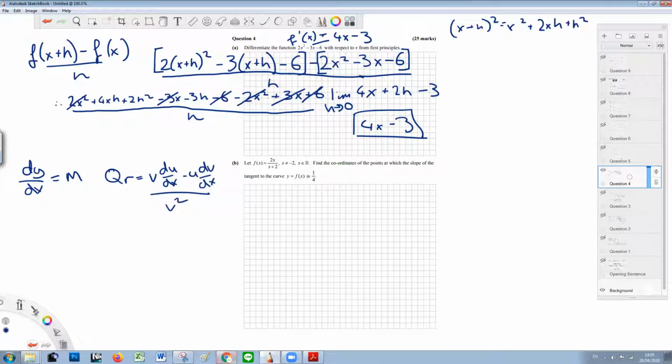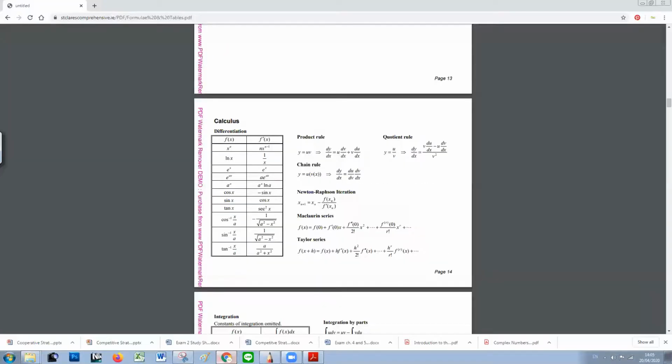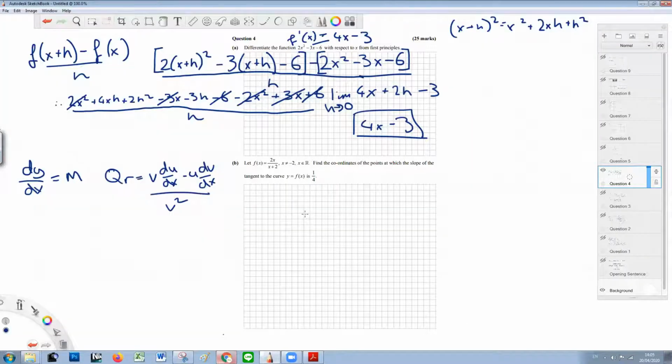And I'll just make sure that's correct. Yep. So this is going to be my u, and this is going to be my v. So v is x plus 2, and du/dx is just going to be 2. Minus u is minus 2x, and dv/dx is just going to be 1, so I can leave that. All over v squared, so that's (x plus 2) squared.